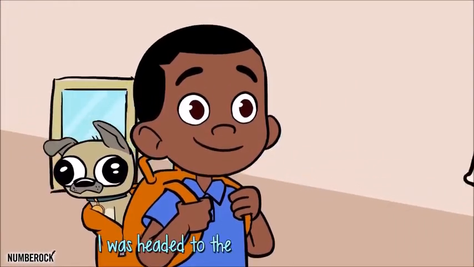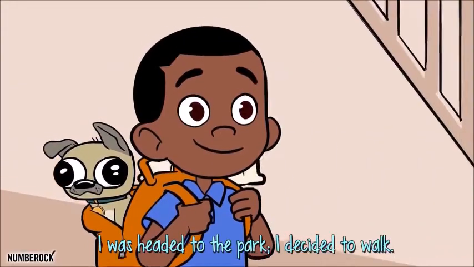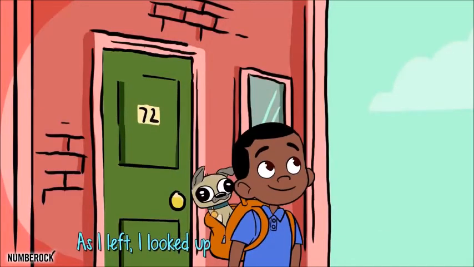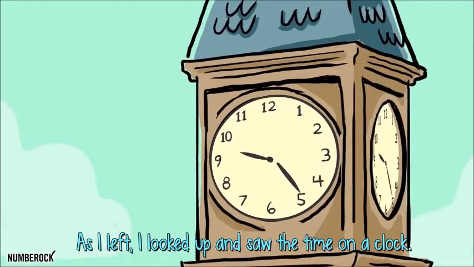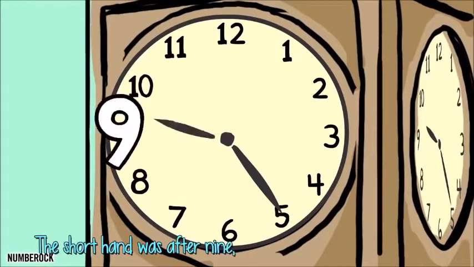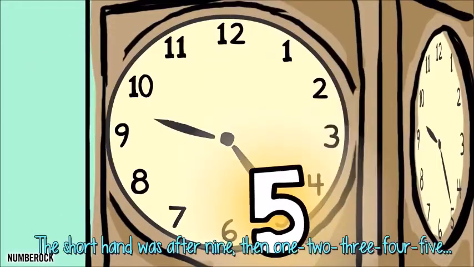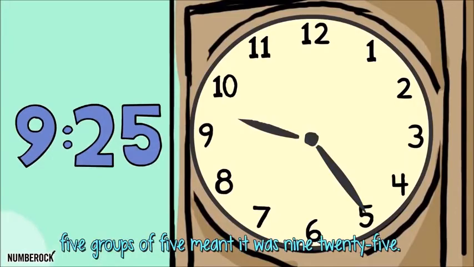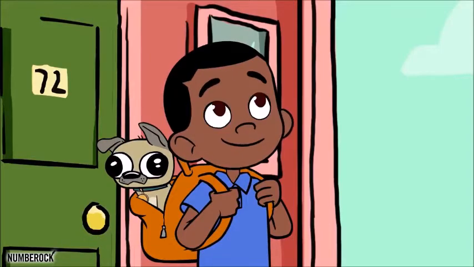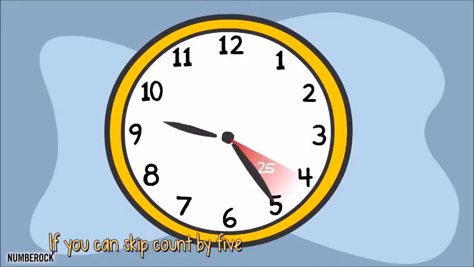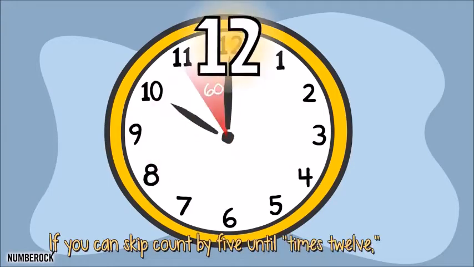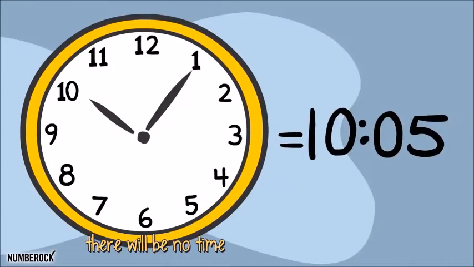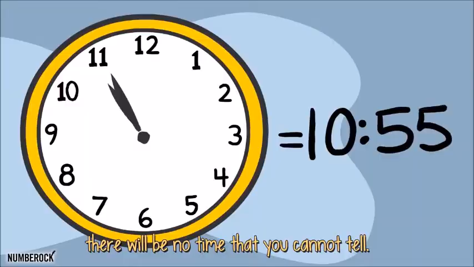I was headed to the park. I decided to walk. As I left, I looked up and saw the time on the clock. The short hand was after 9. Then 1, 2, 3, 4, 5. 5 groups of 5 meant it was 9:25. Can skip count by 5 until time's 12. There will be no time that you cannot tell.